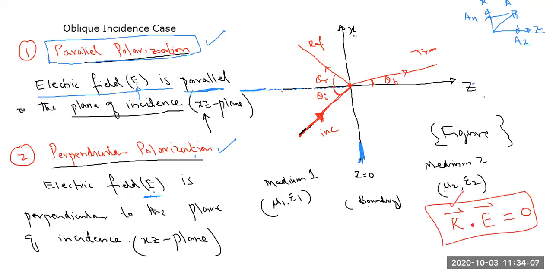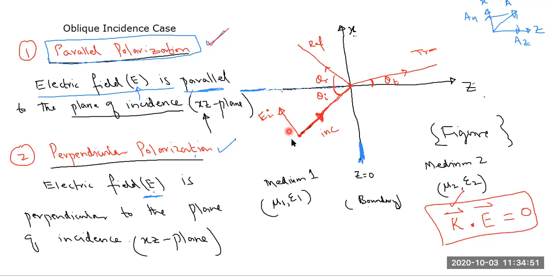So what is the possibility? The electric field can be pointing in the y direction, but I cannot take that case because I am solving the case of parallel polarization. For parallel polarization, the electric field has to be in the xz plane. So it means the electric field must be in this direction. This is EI. Now you can see that this electric field vector is lying in the xz plane, so that fulfills the requirement that the electric field is parallel to the plane of incidence, which is xz.